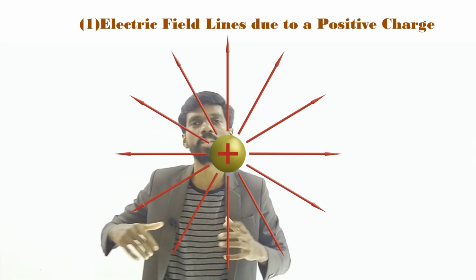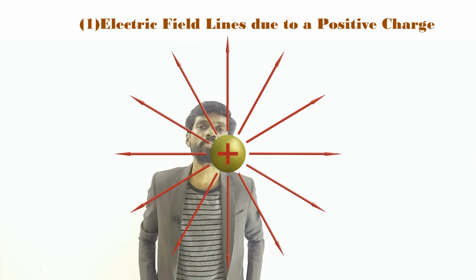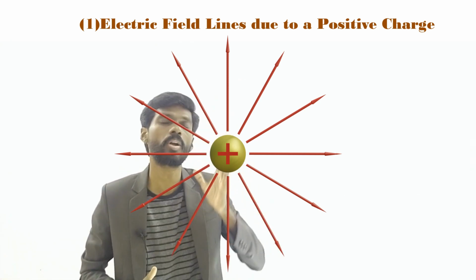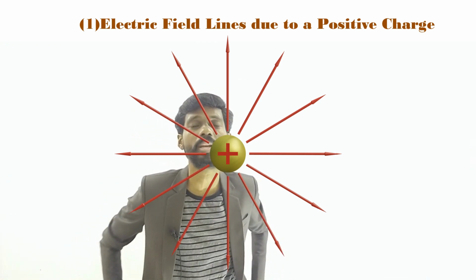As the speed increases, it will deviate from the path. That comes later on, but for now we only have electric field lines which are straight lines. So in this case, any object will move in the direction of the electric field lines only. Is that okay? So that is our first example of electric field lines.